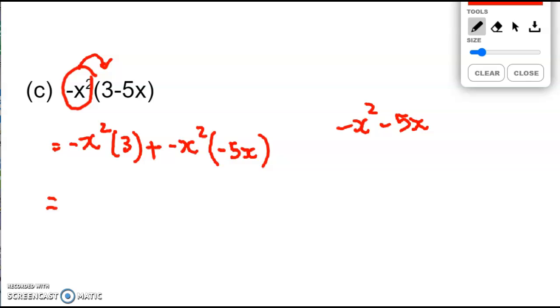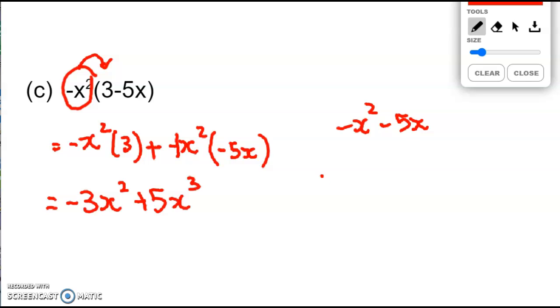So again, negative x squared times 3: negative 1 times 3 is negative 3, and then x squared. Then negative 1 times negative 5 is positive 5, and x squared times x is x to the power of 3. Okay, so that's your final answer.